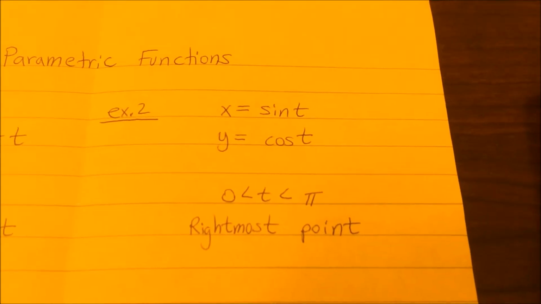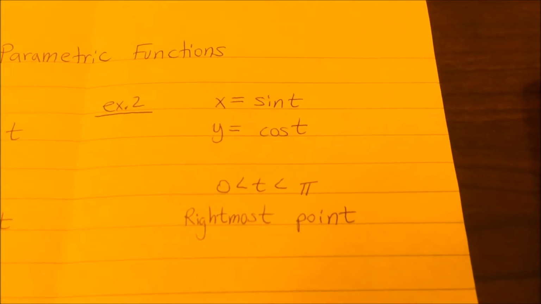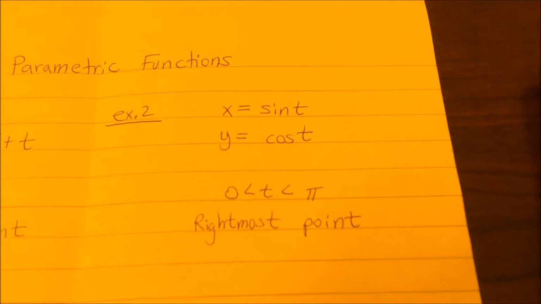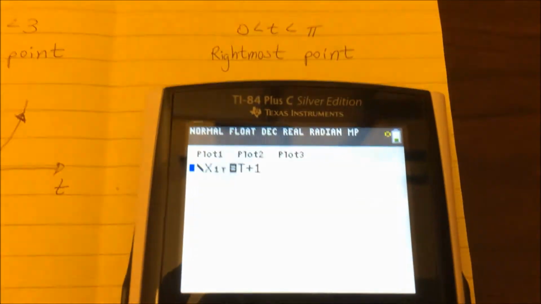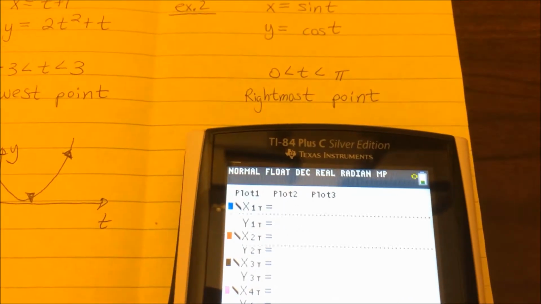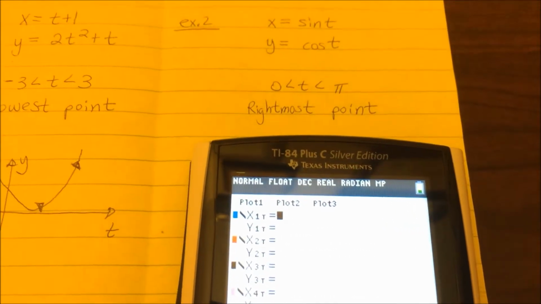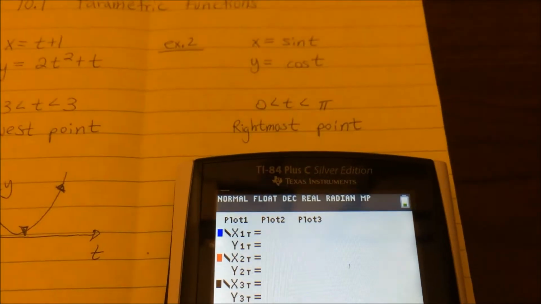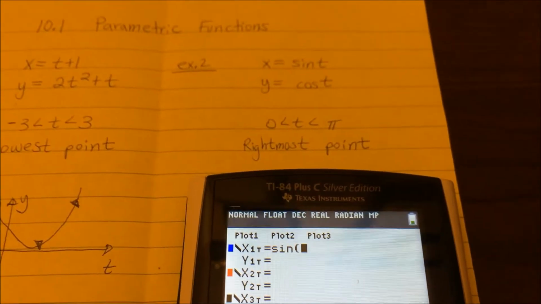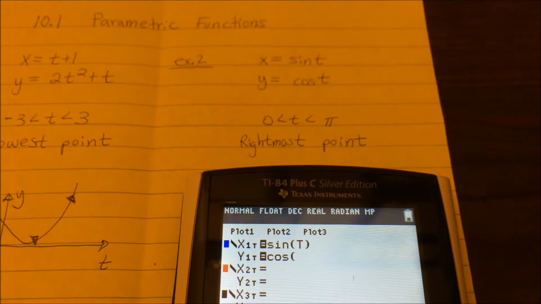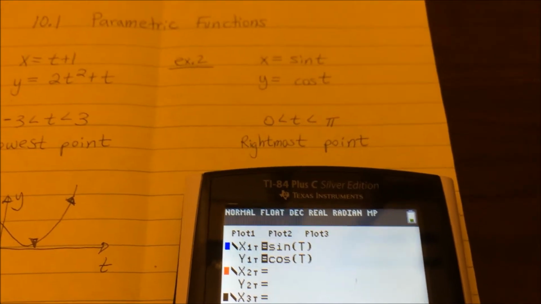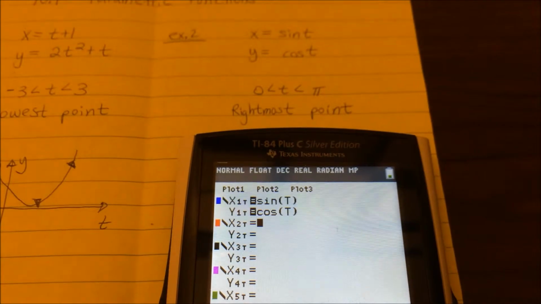All right, now let's try example 2. So now example 2, doing the same thing. We have x equals sine t, y equals cosine t, and it says from 0 to pi, and we're looking for the rightmost point. Okay, so let's graph this out just to make sure I know what that graph looks like. So I go under y equals, I'm going to delete those things, clear it out, and then we put in sine t for the x, and close my parentheses, and then I put in cosine t, close my parentheses, and I'm done, okay? So now I'm ready to graph it.